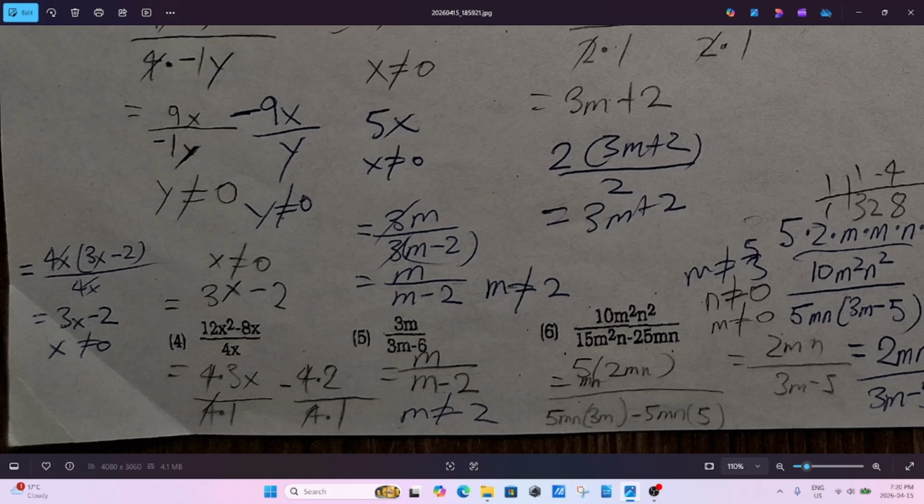Question 5, we factor out a 3 from top and bottom. Cancel the 3, we get m divided by m minus 2, m cannot be equal to 2.